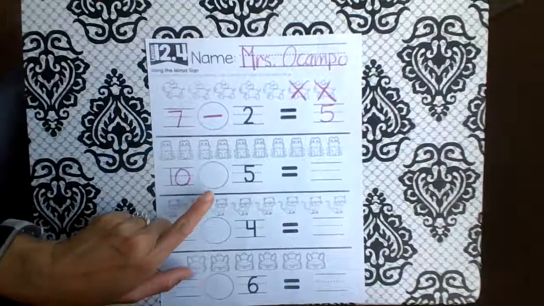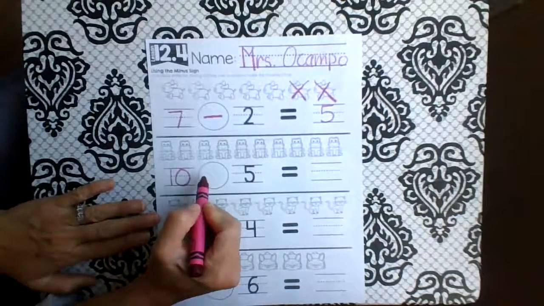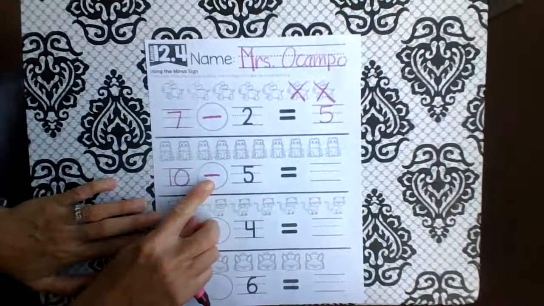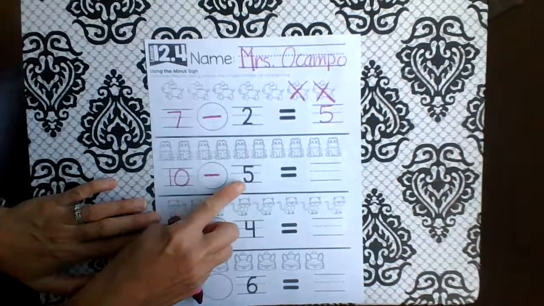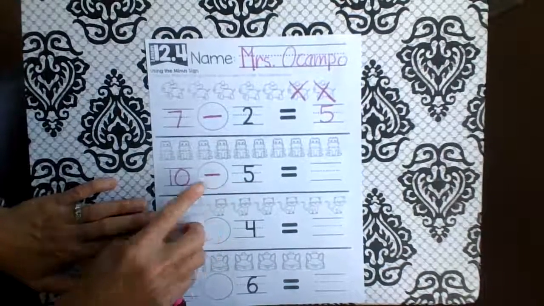Now we need to write our missing symbol, which is the minus sign. Just a little line. And what can you say minus sign? Minus sign. Good. What does this guy mean? Are we going to add 5 more? Or are we going to take away 5? Yeah, we're going to take away. That's what that means, okay?